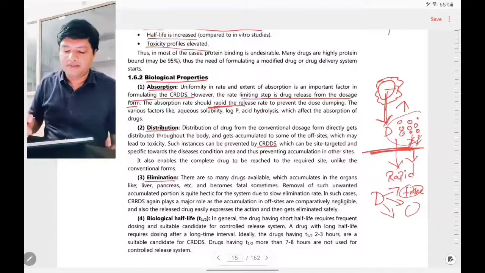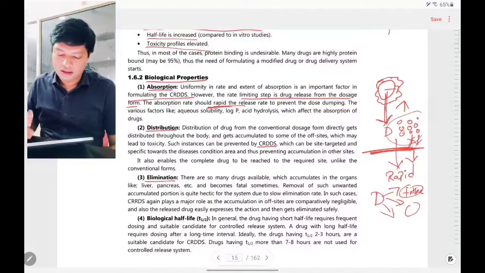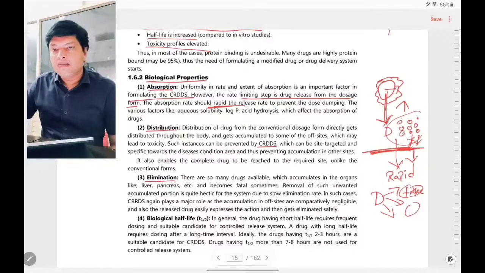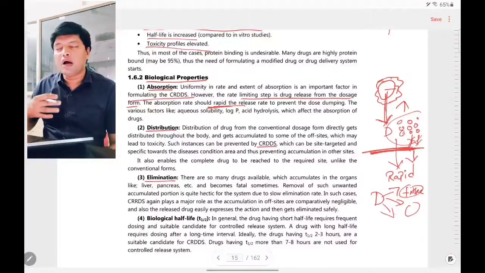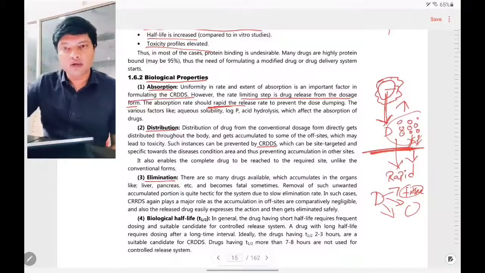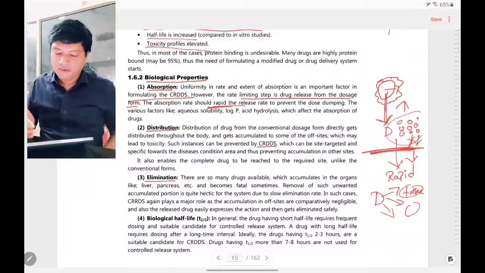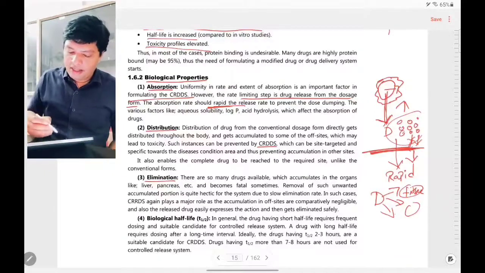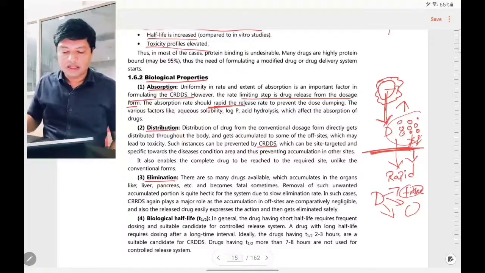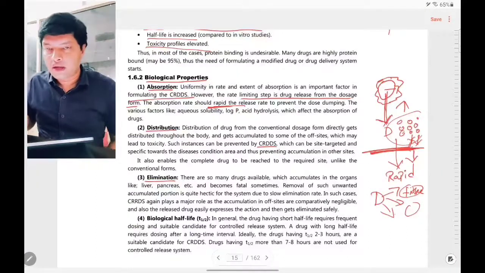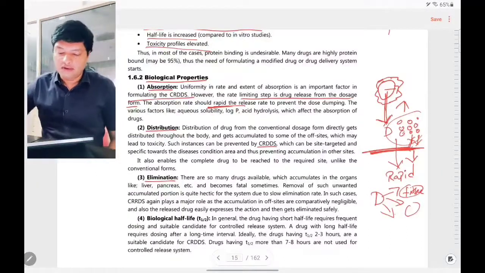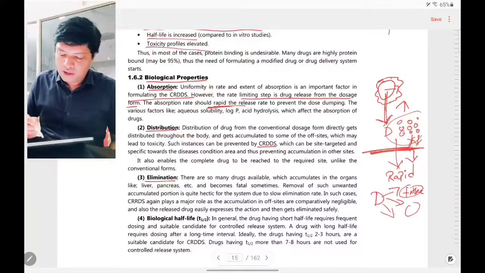Next is elimination. I don't want the drug to be eliminated slowly. What I assume is, because I am controlling the release of the drug from the dosage form, I assume the drug elimination rate is more. The drug will be eliminated through various organs, like the liver, so we have hepatic clearance and we have renal clearance. So removal of the unwanted portion of the drug is slow.